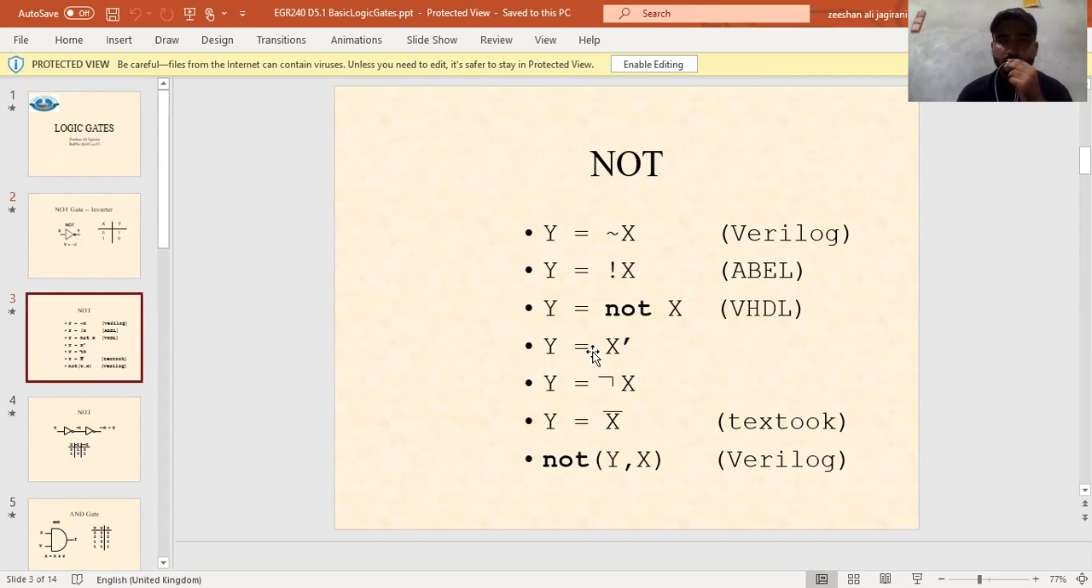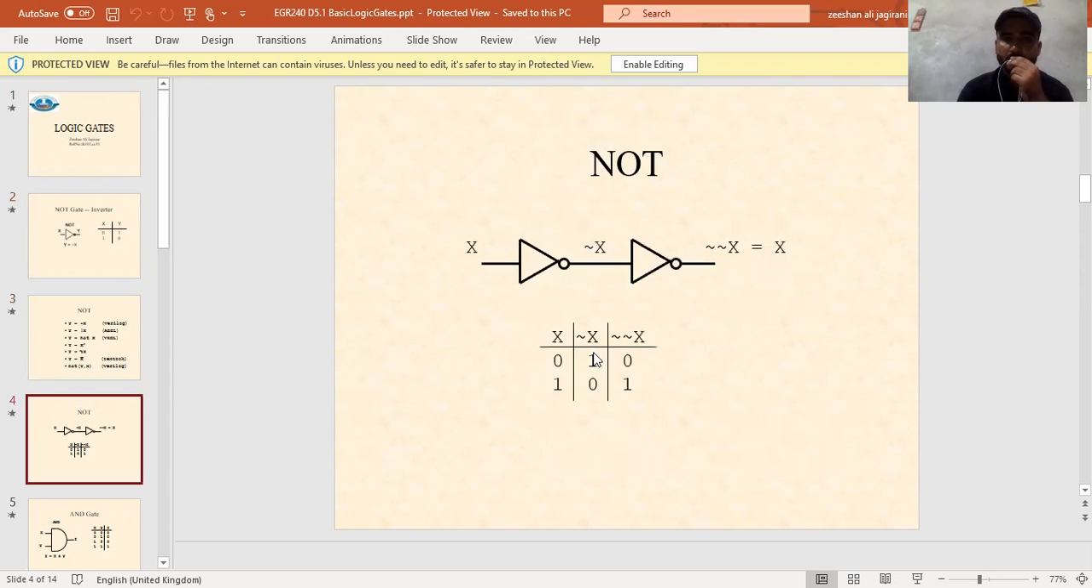Now here all the notations are shown. Y is equal to X inverted in Verilog. Y is equal to X dash in ABEL. Y is equal to NOT X in VHDL. Y is equal to X inverted, and the textbook notation is also shown.